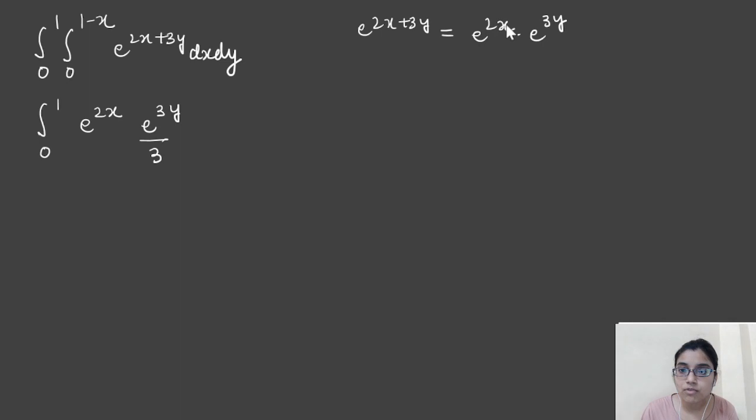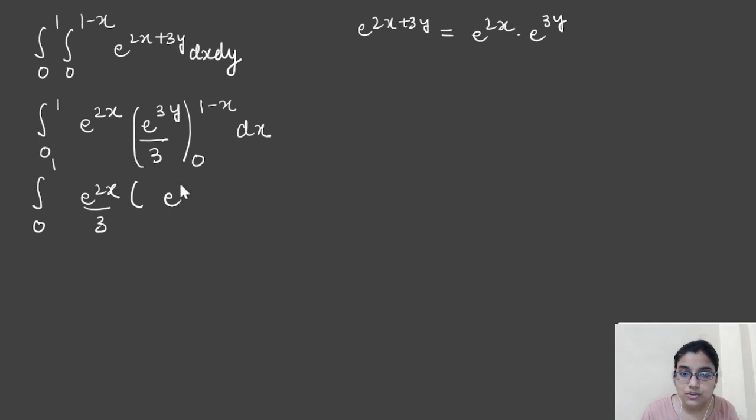Fine. Because I have to treat x as a constant, I kept e raised to the power 2x as it is, then I integrated e raised to the power 3y. It came out to be e raised to the power 3y by 3. Now I am going to apply the limit, from 0 to 1 minus x, dx. So it became, from 0 to 1, e raised to the power 2x by 3, then e raised to the power 3 times (1 minus x), and here comes the danger sign. Because we always forget to keep 0. So e raised to the power 0 is going to be 1. It is not going to be 0.